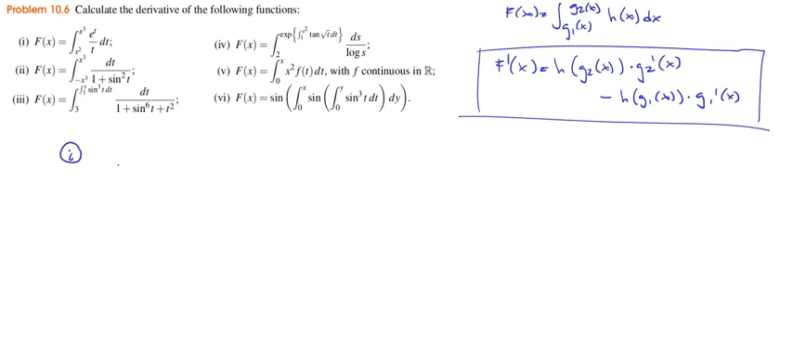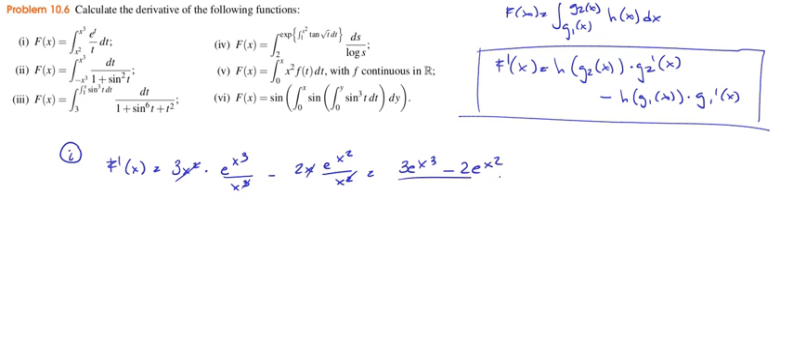Now first, F of x is the integral between x squared and x cubed of e to the t over t dt. So the derivative of f is going to be the derivative of x cubed, which is 3x squared, times e to the x cubed divided by x cubed, minus the derivative of x squared, which is 2x, times e to the x squared divided by x squared. Now here this cancels out, so this is just 3e to the x cubed minus 2e to the x squared, divided by x.